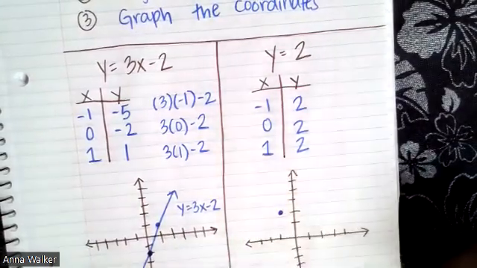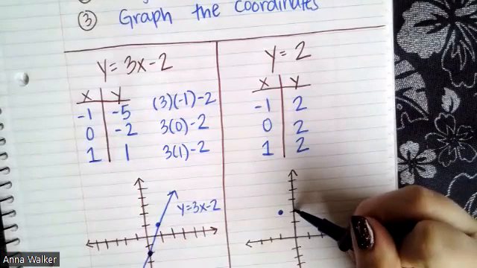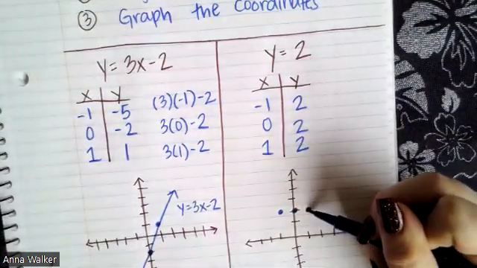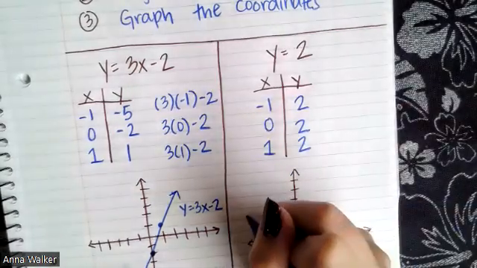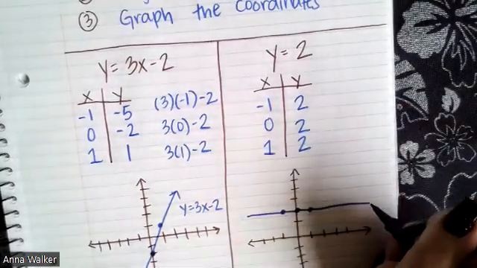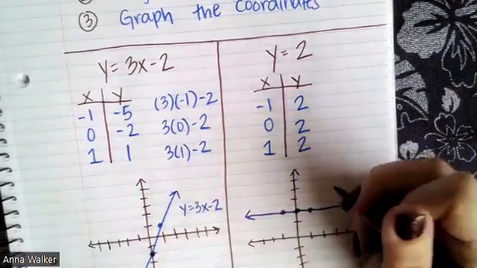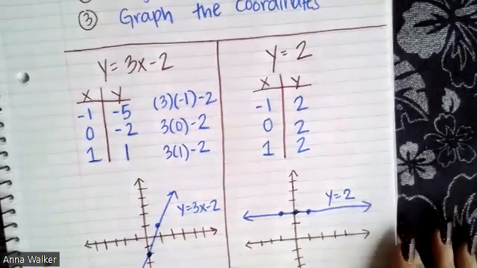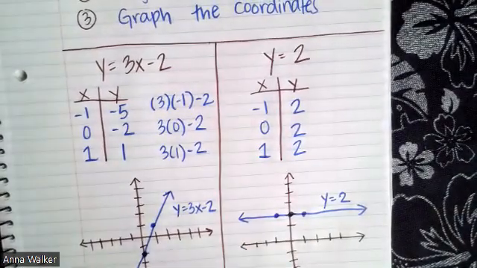So that's going to go right here. 0 and 2 is going to go right here. And then 1 and 2 is going to go right here. And if I kept going, I would still get values of 2. So this makes a perfectly horizontal line where the y value is 2. So that's what this particular graph looks like.